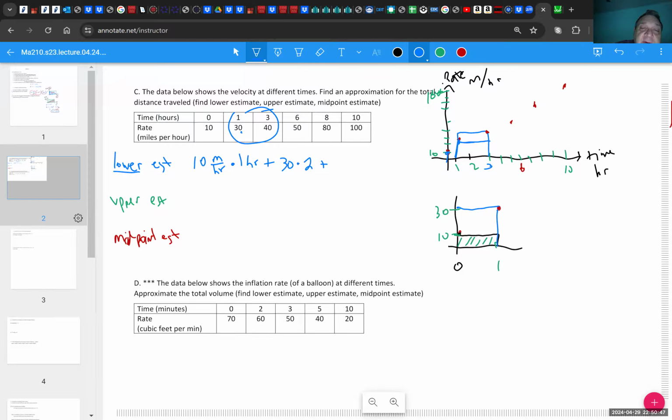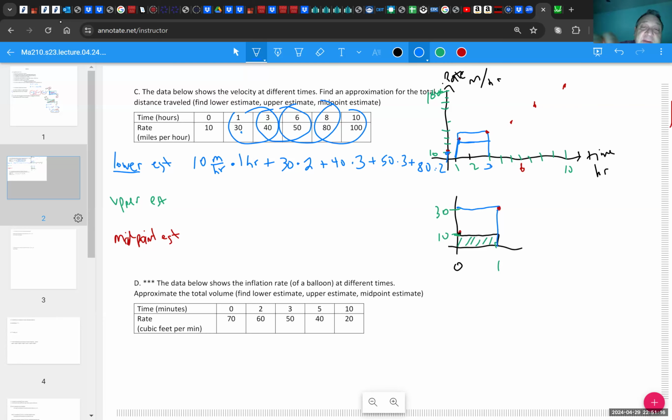Over the next interval right here, it's from 3 to 6. The lower estimate is 40, and that's over a 3-hour period. And we're going to continue doing this, each time finding the lower estimate. And it looks like I'm a little bit out of space. So the last one here is lower estimate of 80, and that's over a 2-hour time period.